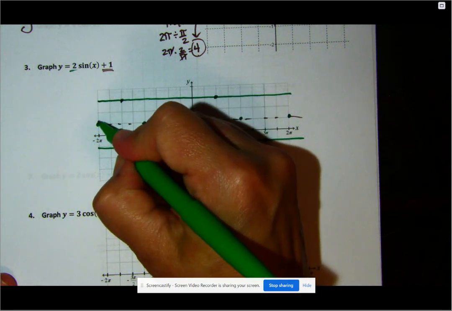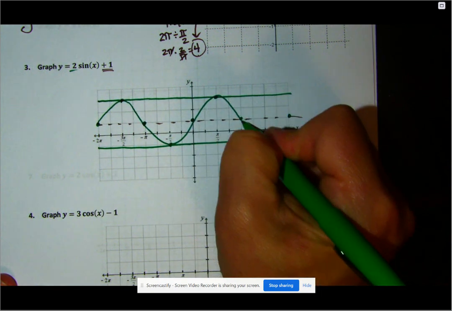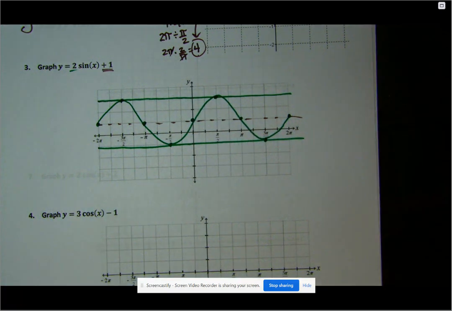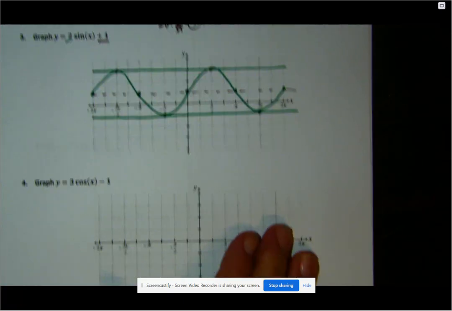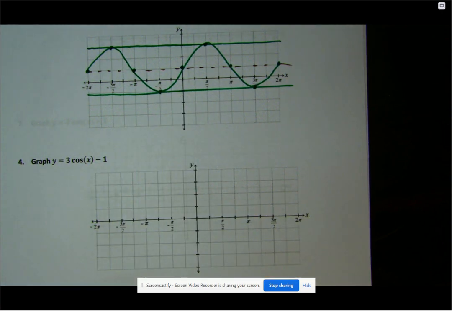Okay, and then we're just gonna make our way. Boom, there we go. So much fun. All right, and check it out on Desmos to make sure you did everything right.